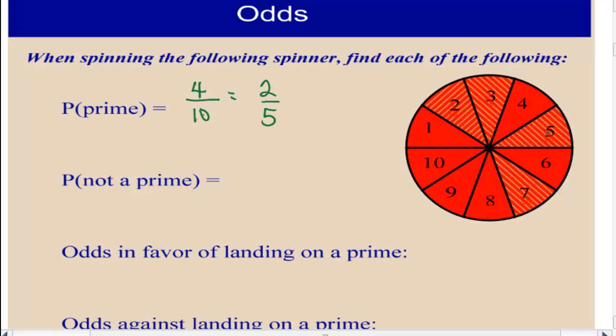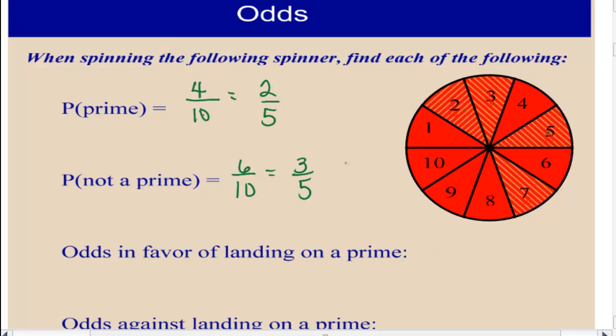So then what's the probability of not landing on a prime? Well, we could count them up, or we could keep it real simple, right? We could say, well, if there's 4 that are prime and there's 10 total, then how many must not be prime? 10 minus 4, which is 6. So 6/10 will not be prime. We can double check. 1 is not prime, 4 is not prime, 6 is not prime, 8, 9, and 10 are not prime. 1, 2, 3, 4, 5, 6. So what does 6/10 equal? It equals 3/5, right?